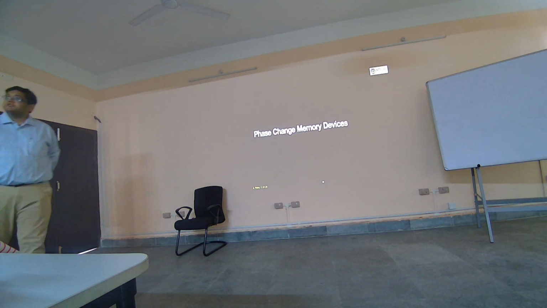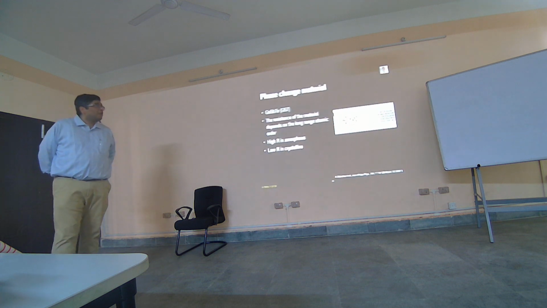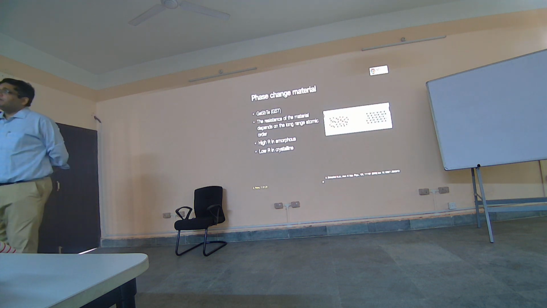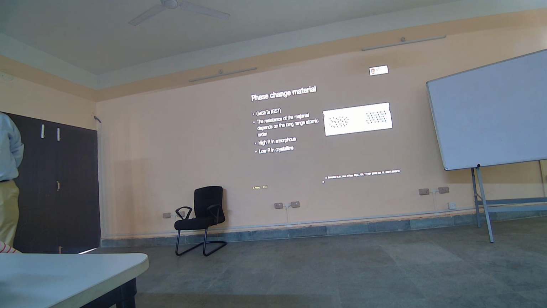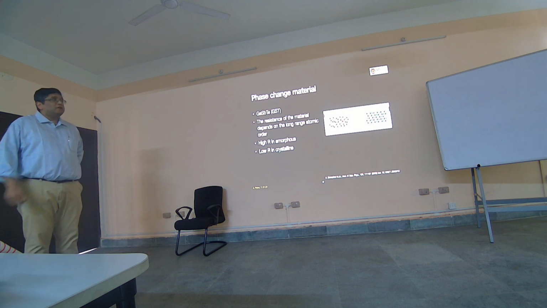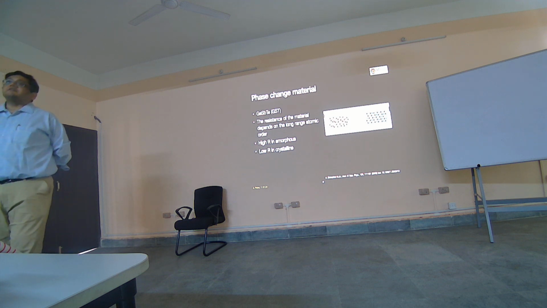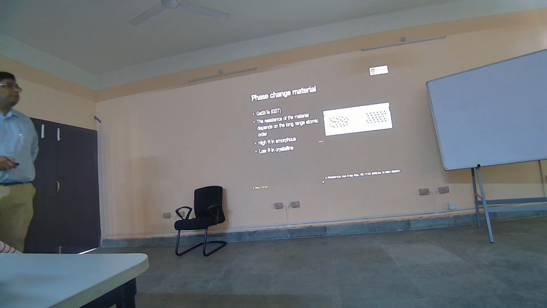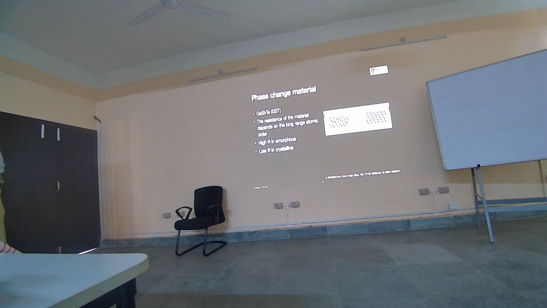So let's talk a little bit about phase change memory devices. Phase change memory devices are made up of what is known as GST. What is a GST? It's germanium antimony telluride. The property of this material is such that the resistance of the material depends on the crystallinity of the material. For example, suppose the material is amorphous, it shows a high resistance, and when the material is polycrystalline, it shows a low resistance. So there is an ability to modulate the resistance of this material by changing the crystallinity. That's where it started.